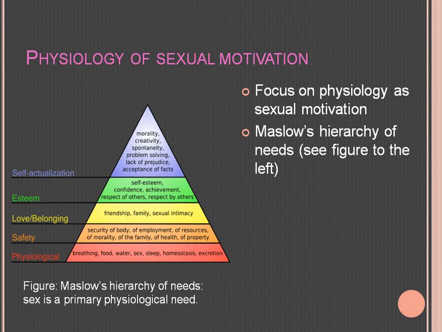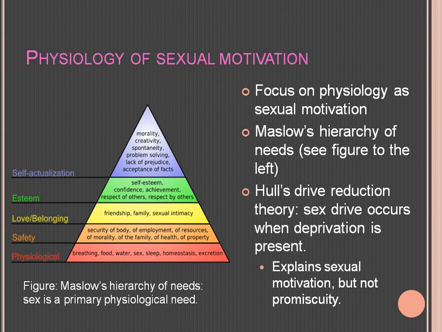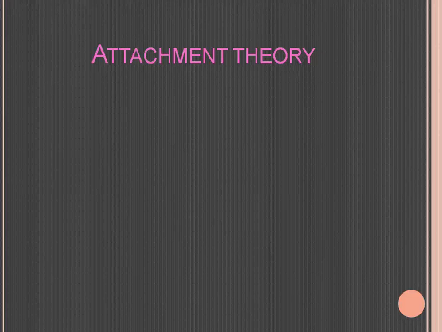And the main focus was on Maslow's hierarchy of needs, as well as Hull's drive reduction theory. And the conclusion that I came to within the chapter is that physiological aspects drive sexual behavior generally, and that perhaps these combine with other influences to produce promiscuous behavior.